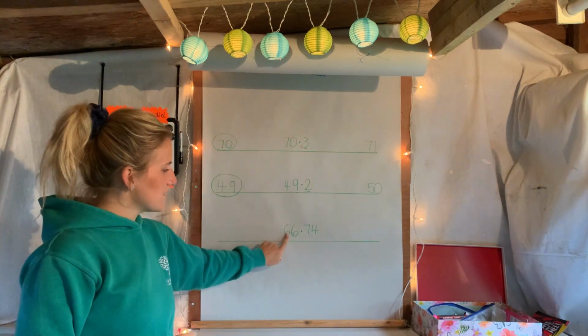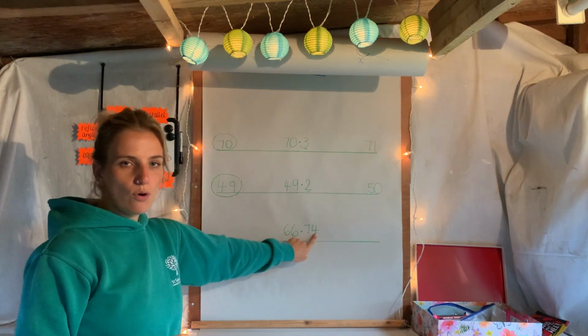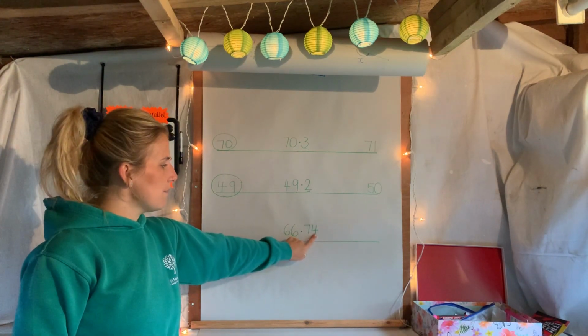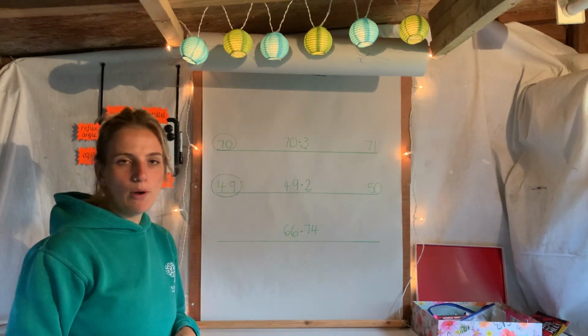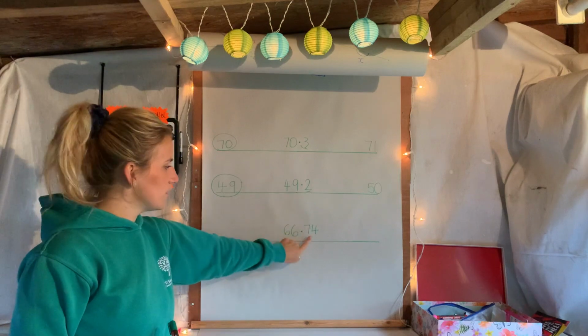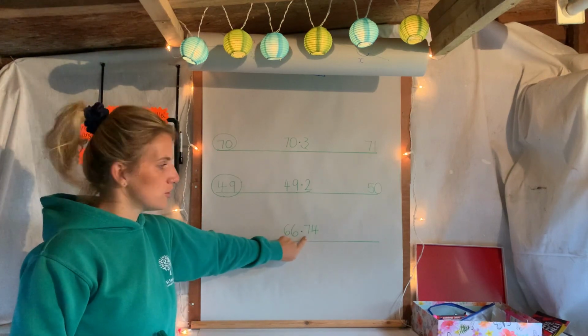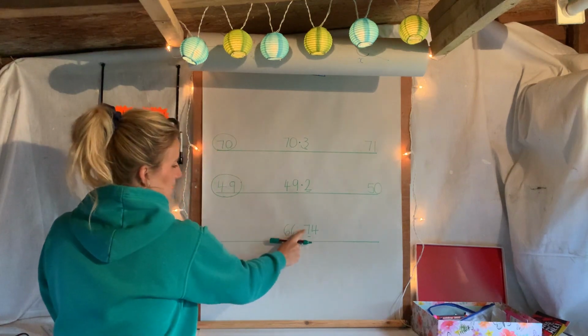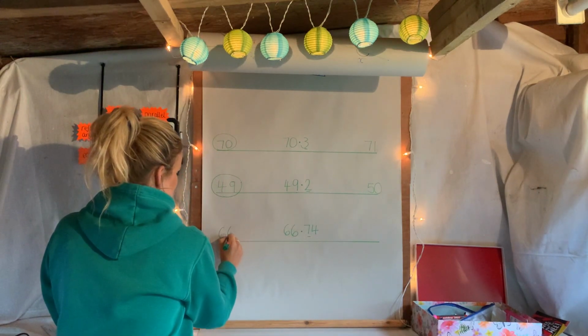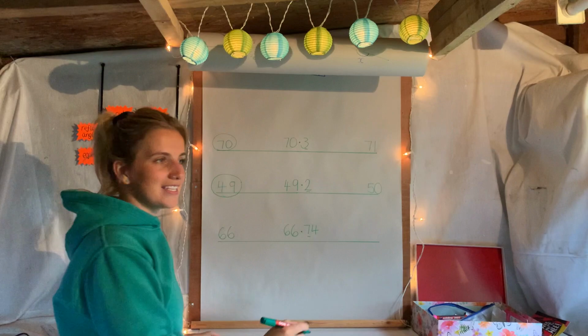Okay, the next one, we've got 66.74, okay? Now, if you remember, I said even if it has X amount of digits after the decimal point, it doesn't matter. We still look at this one when we round to the nearest whole number, okay? So everything in front of this stays the same. 66, and then one more than that is 67.